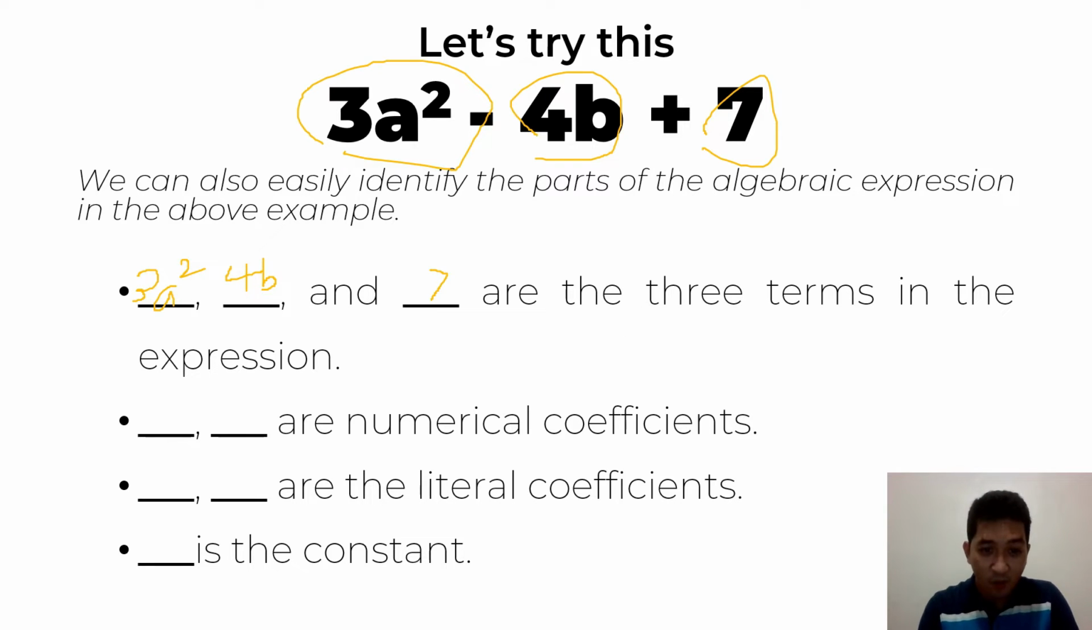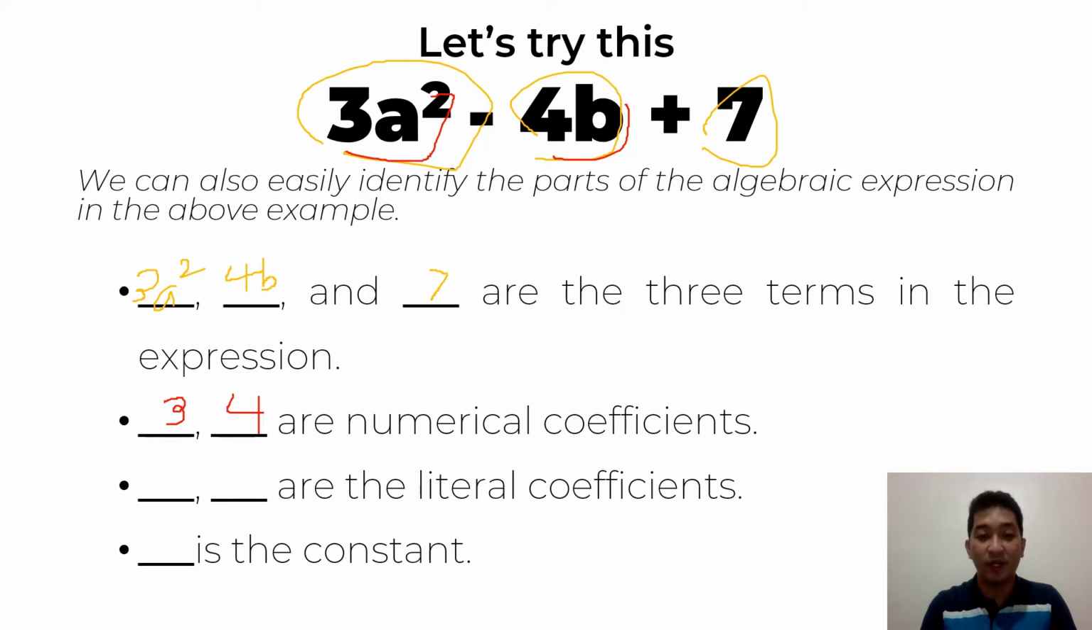Second question. What are the numerical coefficients? These are the numbers beside the letters. Okay, the numbers in the terms that contain variables. So ano ba yung terms na mayroong variables? We have 3a squared and 4b. So ano na yung mga numerical coefficients or numbers na makikita mo sa mga terms na yan? Una, we have 3 and we also have 4.